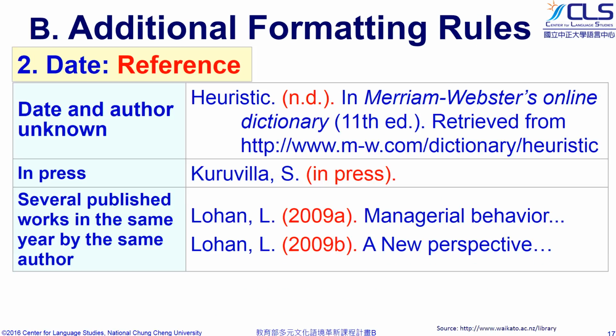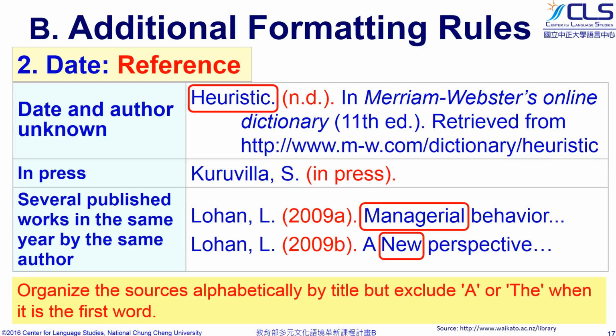The same rules apply to the reference list, but when referencing more than one published works in the same year by the same author, the sources have to be organized alphabetically by title without A or The if it is the first word of the title.